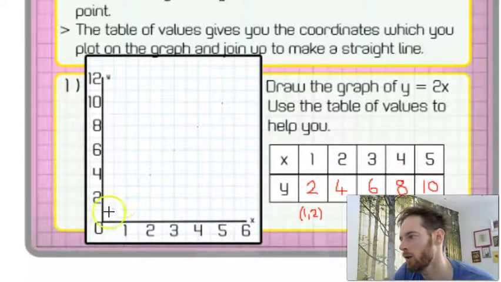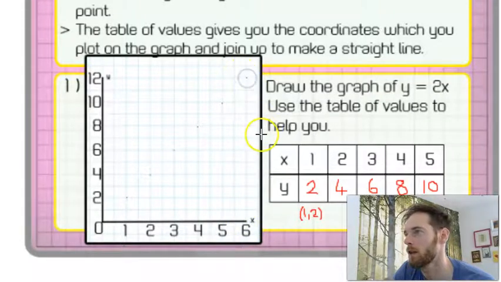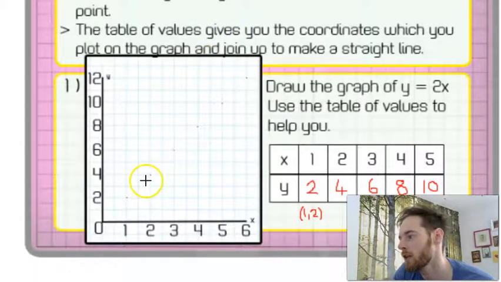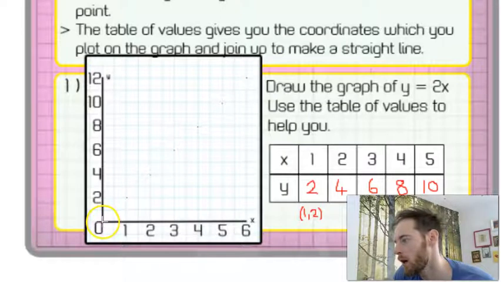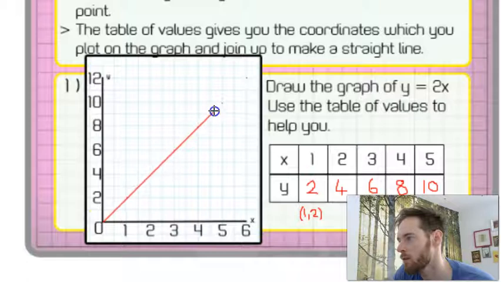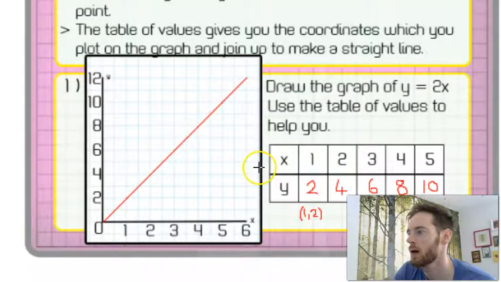But I could plot the next one if I wanted to. You can see the pattern, and that would be 6, 12. Might as well because it is on the graph, and it doesn't say where to go to. But you don't have to plot it because the line will be there anyway once you draw the line. So you get your pencil, you get your ruler, and you start at 0, 0, because if x is 0, y is obviously 0, and you go up through here, and what you see there is the graph of y equals 2x.